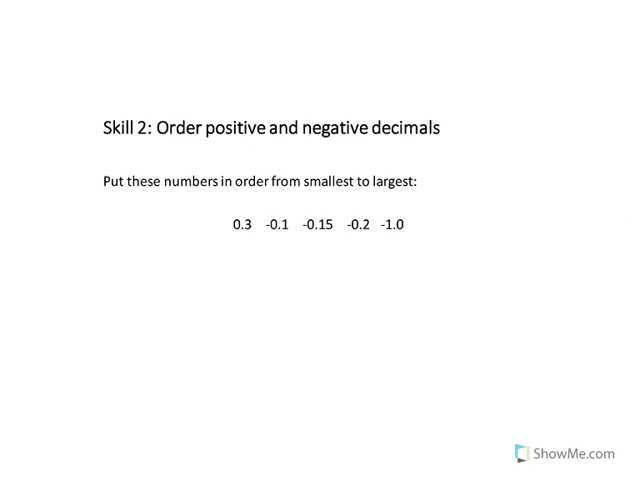Skill 2, order positive and negative decimals. Put these numbers in order from smallest to largest. So using some tricks to make the numbers a little easier to compare, use those while you're ordering these numbers. Pause the video here, complete the task. When you're ready, turn it back on.